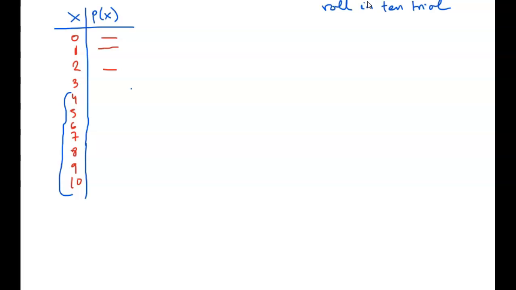So we're going to need to add P of 4 plus P of 5 plus all the way to P of 10. To write this in a more concise way, we're going to say that we want the probability that x is bigger than or equal to 4. And that means you want to add up all the probabilities from 4 to 10. We'll do the details of actually finding the probability in a little bit.